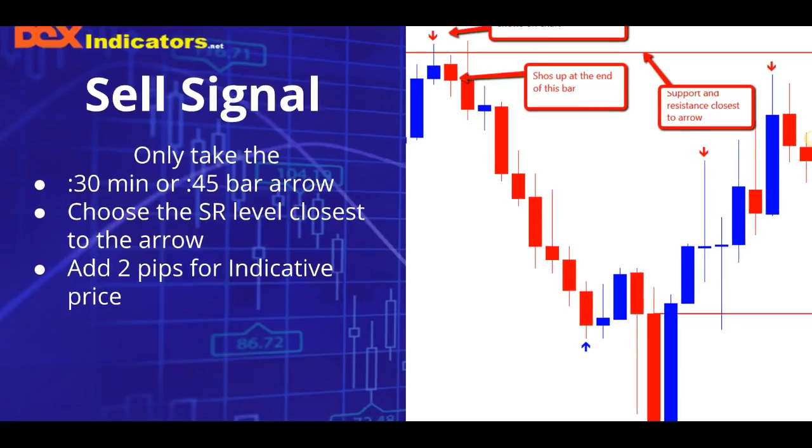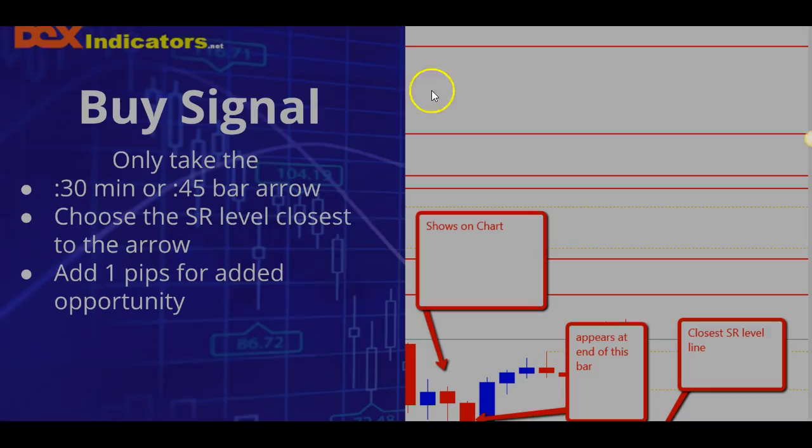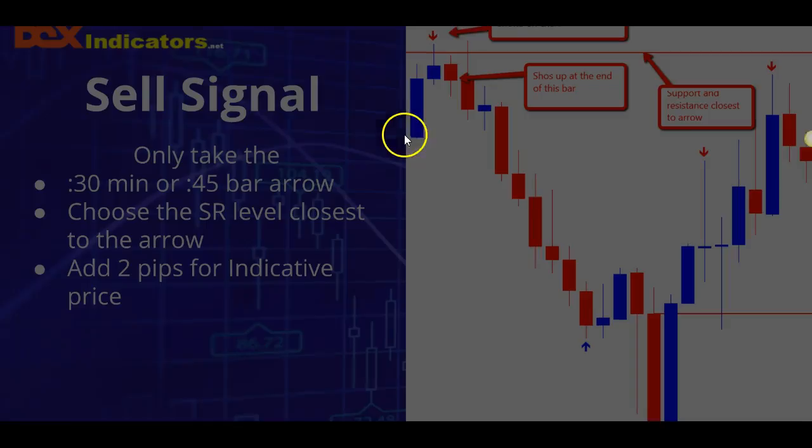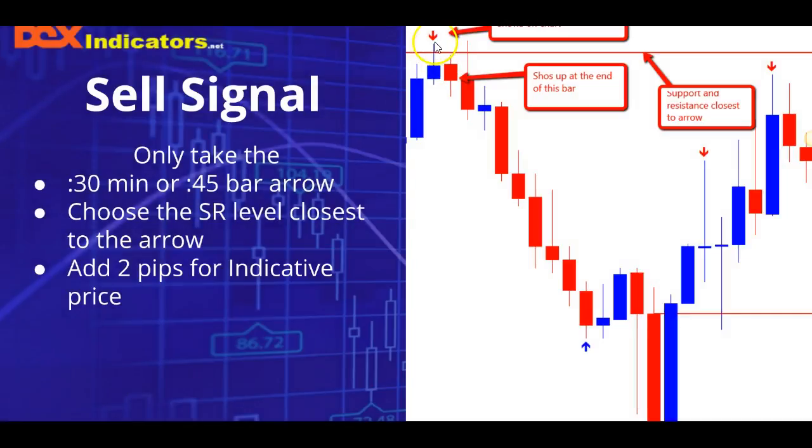Okay, so this is what a sell signal looks like. It'll be an arrow that appears on a particular bar. It will be an arrow that appears on the chart on a 30-minute bar or a 45-minute bar. Now, when the arrow shows up on the chart, this arrow is being shown on the bar we want you to use as the level to grab your SR level.